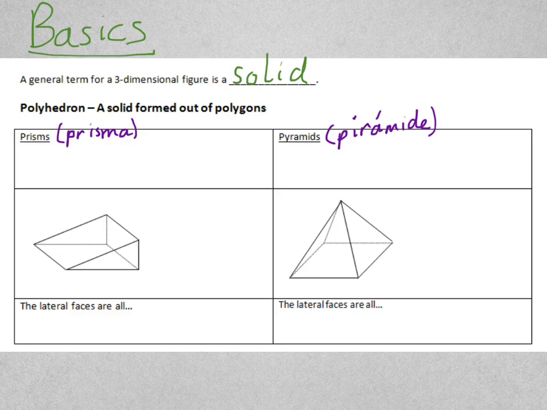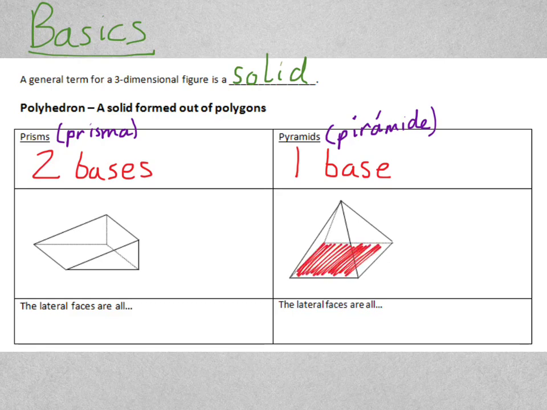Okay, so what's the difference between these two? A prism has two bases, whereas a pyramid has only one base. The base on the pyramid is pretty easy to see. It's typically shown as the bottom, but it doesn't have to be. And there's only one of them. Now on the prism over here we have two bases. They're both parallel and congruent. That's a requirement to be a prism.